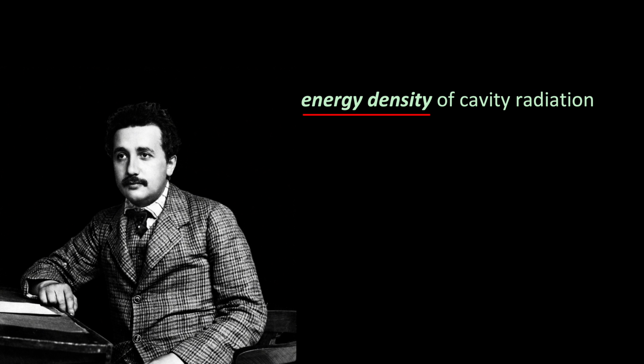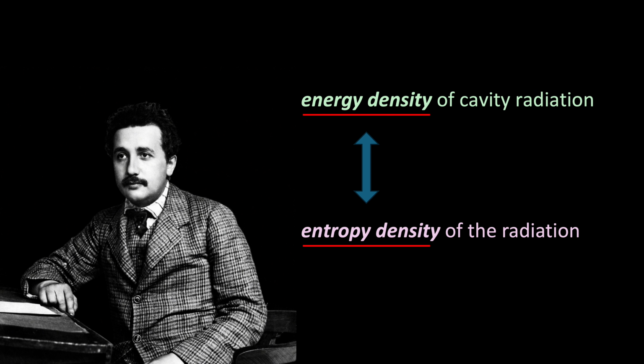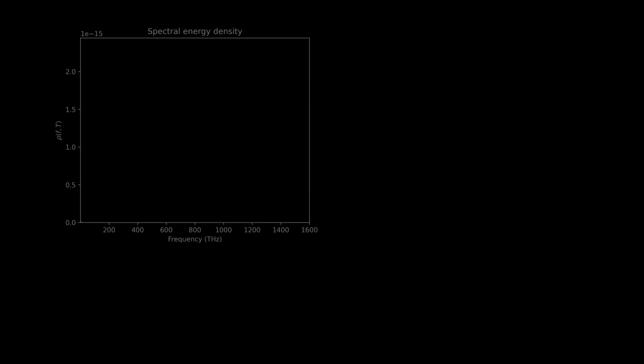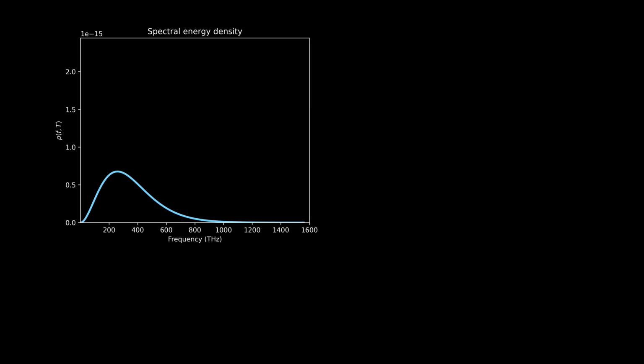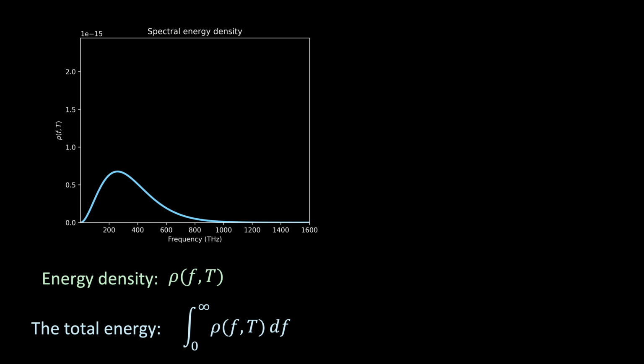Einstein's first line of attack is to link the energy density of cavity radiation with a corresponding entropy density of radiation. We know from experiment that at temperature T, the radiation in a cavity has a specific energy density curve, a precise map of how the energy is spread across different frequencies. We write this energy density as ρ of ν, and then to get the total energy, you integrate ρ over all frequencies to get the total energy density, and then multiply by the cavity volume V to get the total energy. But thermodynamics tells us that the very same equilibrium state must also have a definite total entropy.